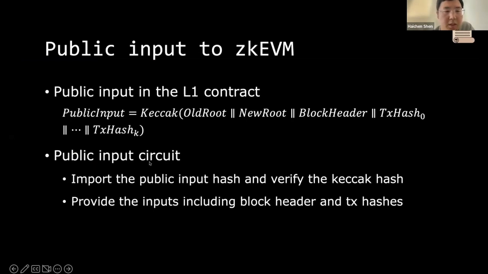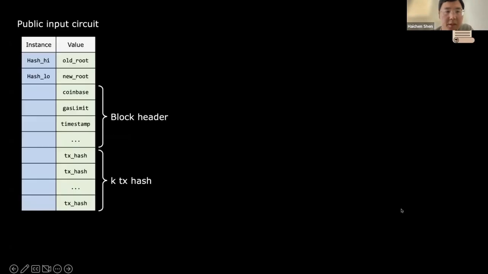So inside the zkEVM circuit, we have a special circuit called a public input circuit. I'm going to import this public input hash and verify. First, you verify the Keccak hash is done correctly, and second, you also need to expand this back into those fields, and then provide those inputs to the block header, block tables, and transaction tables. You can provide the block headers and some other information, and then old root, new root, and the transaction hashes. So let me show you what this public input circuit looks like.